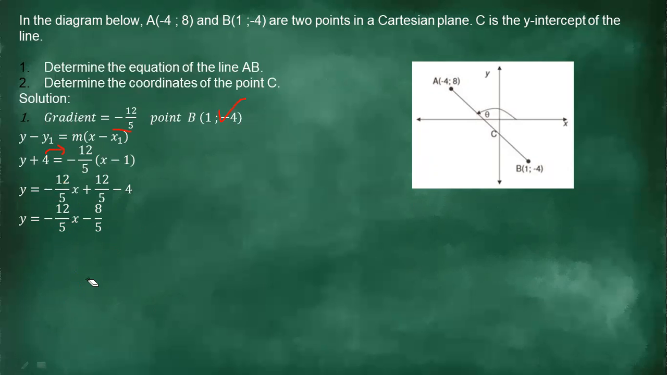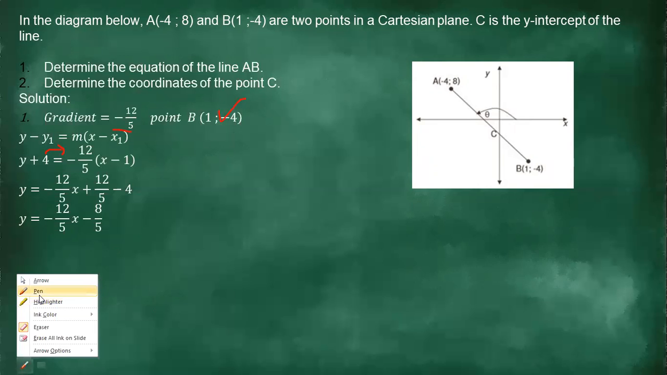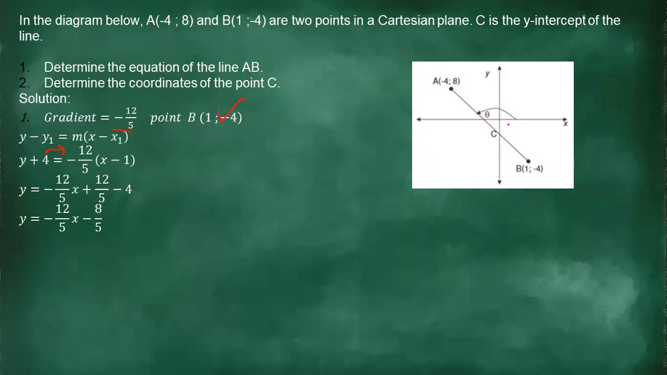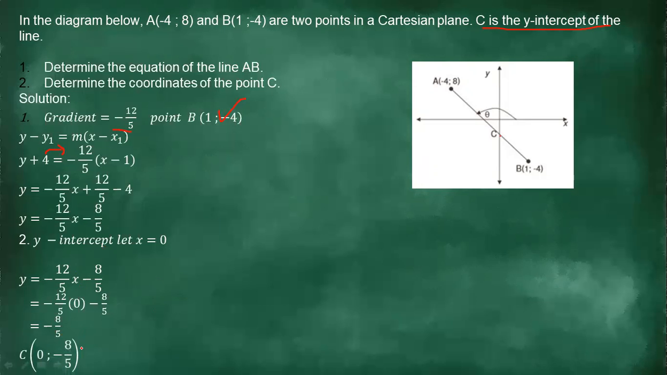Number 2, determine the coordinates of the point C. We see that point C is the y-intercept, and it's also given in the scenario that point C is the y-intercept of the line. Remember, if we need the y-intercept, you let x be 0, and wherever you see x, you substitute 0. The y-intercept that we are looking for is negative 8 over 5. But the question was very clear: the coordinates of point C. So the coordinates of point C are (0; negative 8 over 5).